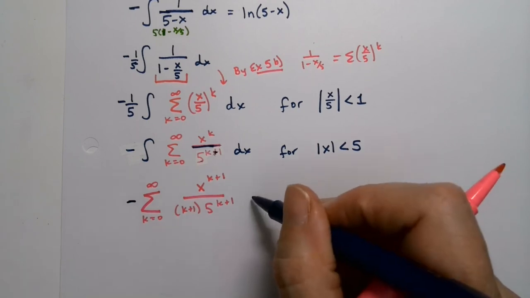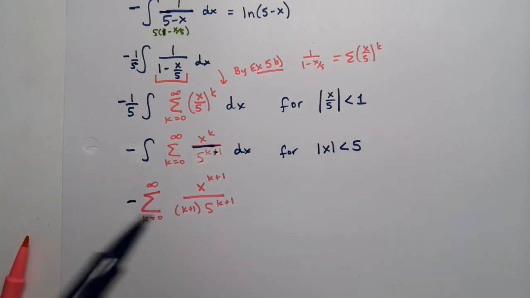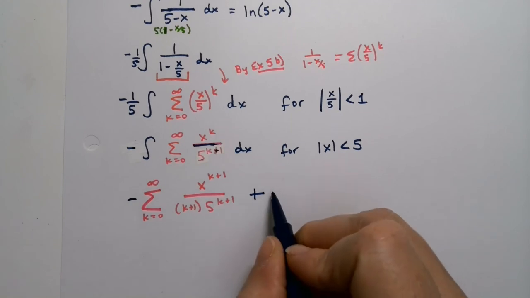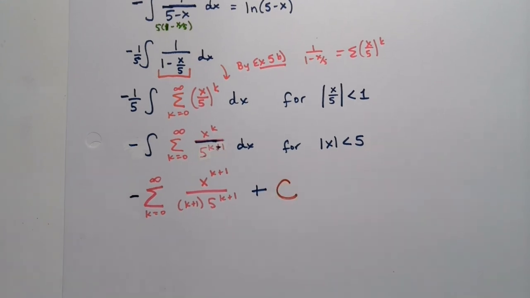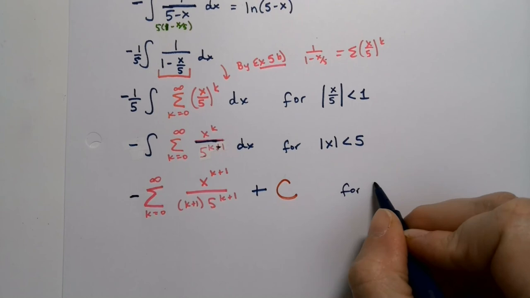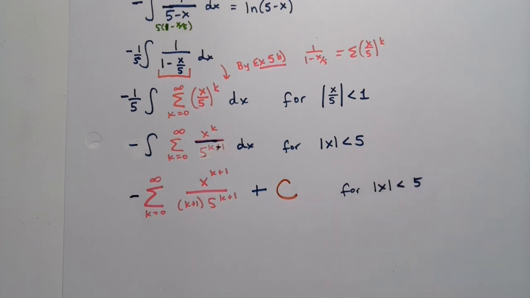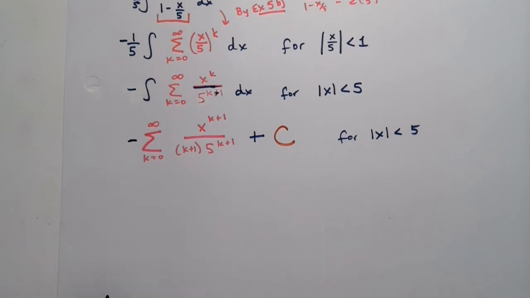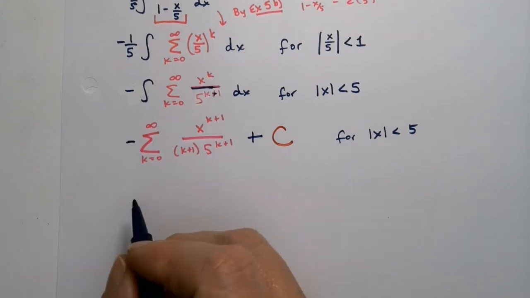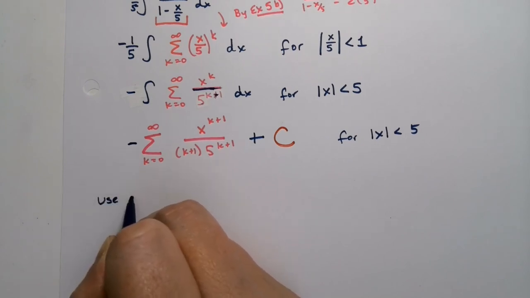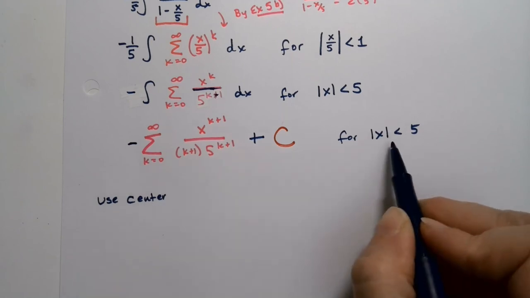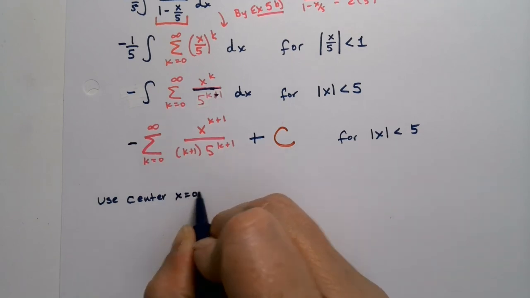And then plus c. Right? So I need to add a constant, because I'm doing an indefinite integral. And this is still for the absolute value of x less than 5. So I need to find c, right? So that I can know what this series is. Okay, so let's use the center, which is x equals 0, right? That's the center of this interval, to find c.